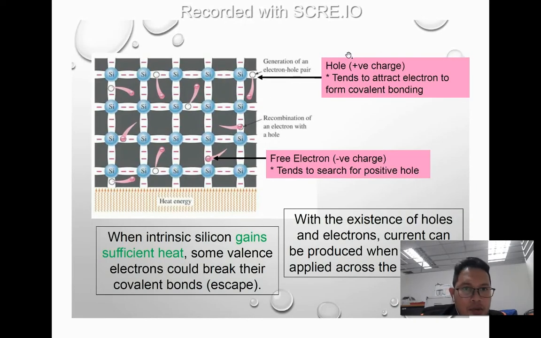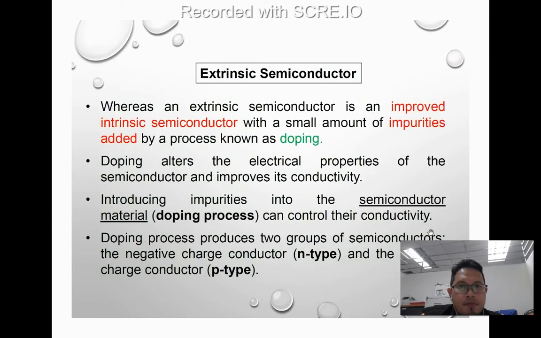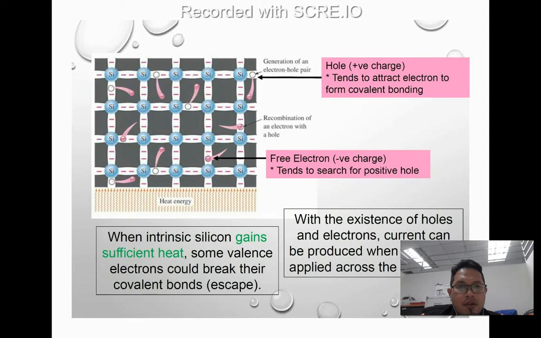When holes turn positive charge, so intrinsic silicon gains sufficient heat, some valence electrons could break a covalent bond. So these covalent bonds are broken because of heat. With the existing holes, current can be produced when voltage is applied across the terminals. Therefore, because the electron-hole pairs match each other, it produces less conductivity, or poor conductivity, compared to the extrinsic.